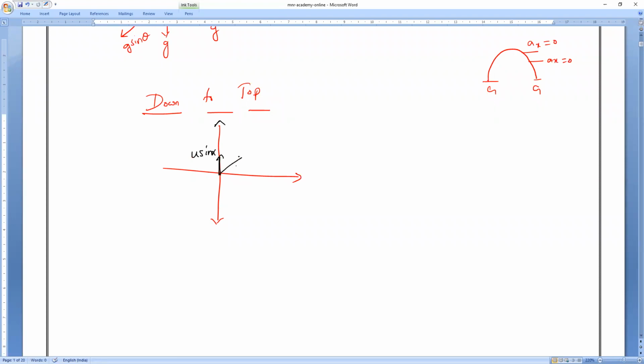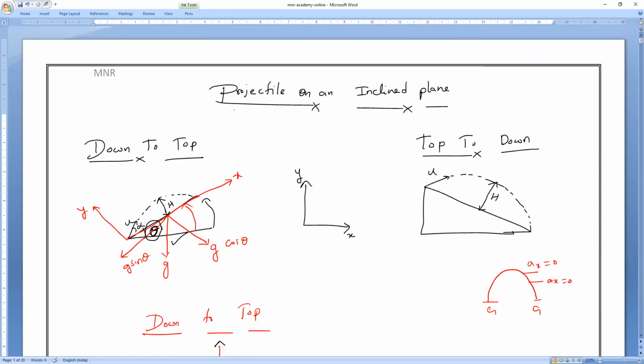The body is projected like this. This is alpha, and along the incline it will become u cos alpha. The acceleration in the downward, y direction is g cos theta. And the acceleration in the x direction acts actually here only, above on this. Just to show you, I have drawn it here.